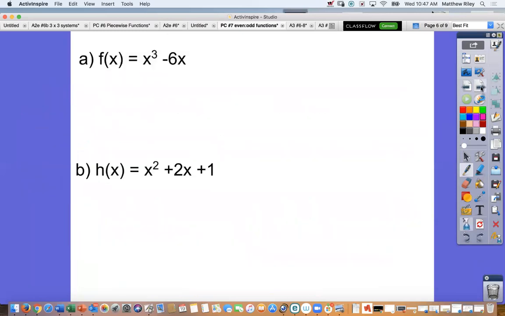It's this simple. I do not care about anything up here other than the exponents. My exponent here is a 3. What's my exponent for this one? 1. Are those both even, both odd, or one of each? Both odd. So this is an odd function. Like I said, this is a very simple thing.